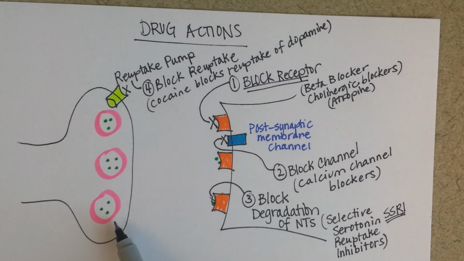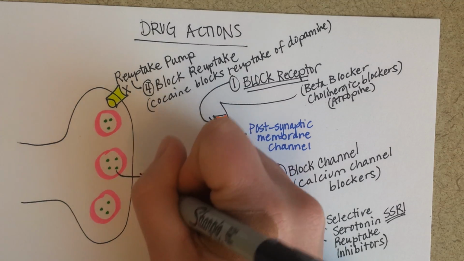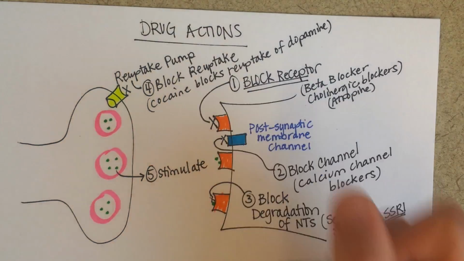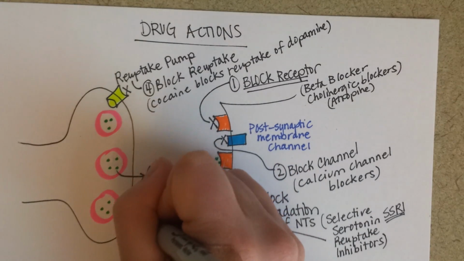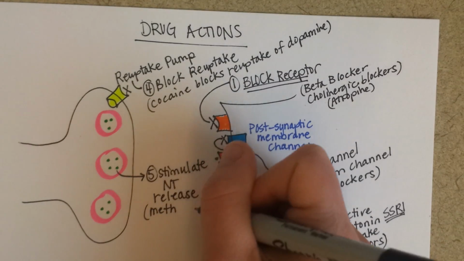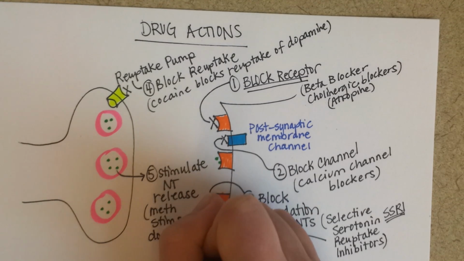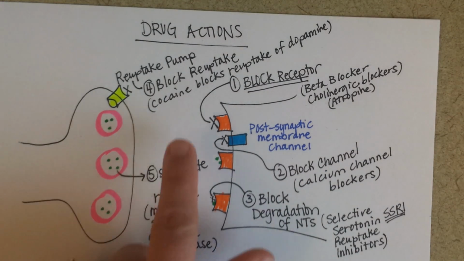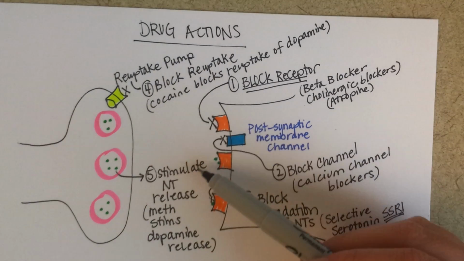Similarly, what if the drug allowed more of the neurotransmitter to come out? So we could put that as a fifth option. Stimulate the neurotransmitter release, and that's what methamphetamine does with dopamine. So methamphetamine and cocaine both have their effect by either stimulating dopamine release or blocking the reuptake of dopamine, and essentially then it causes more dopamine to be binding to the receptor.